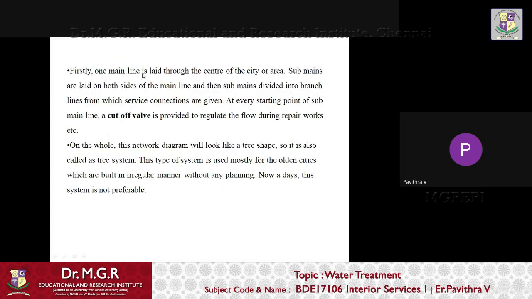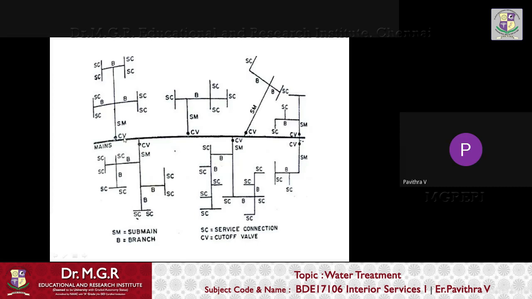Firstly, one main line is laid through the center of the city or an area. Sub-mains are laid on both ends of the main line, and then sub-mains are divided into branch lines from which the service connections are given. At every starting point of the sub-main line, a cut-off valve is provided to regulate the flow during repair work, etc. So at the start of the sub-main, a service cut-off valve will be provided.